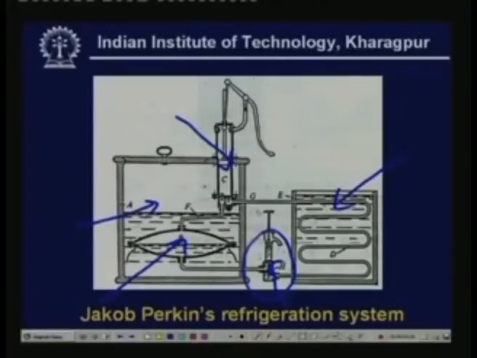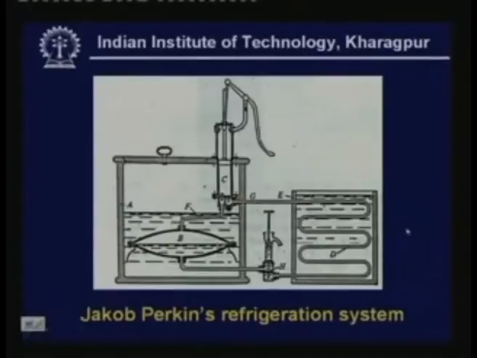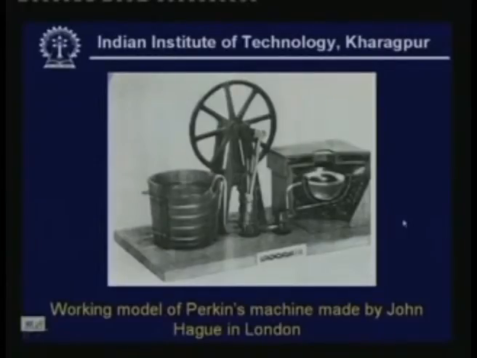So this is the basic principle of any vapor compression refrigeration cycle, and this is a schematic of Jacob Perkins' system. You can see that in Jacob Perkins' system a hand operated compressor is used. This is similar to our bicycle pump. And this photograph shows the working model of the Perkins machine made by John Hague in London.